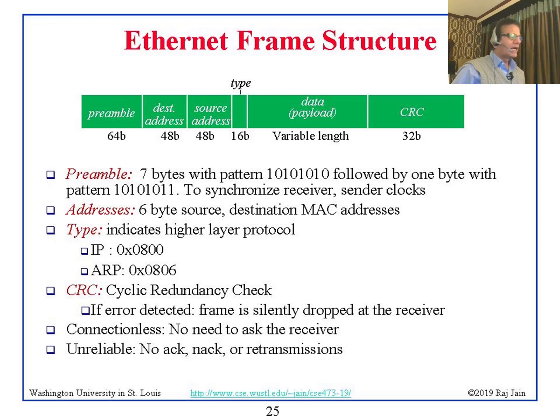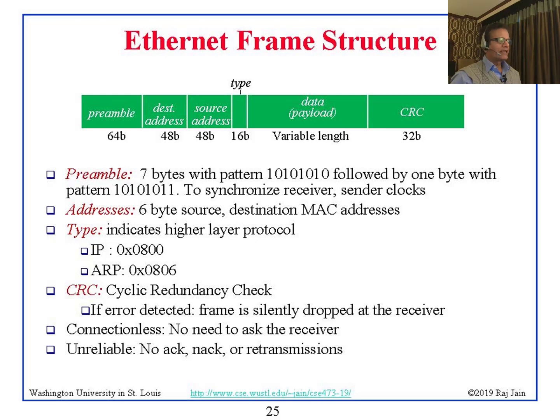Now that preamble actually is what we would call framing as well, because it consists of 7 bytes of 10101010 followed by 1 byte of 10101011. So that is 8 bytes. 8 bytes is 64 bits.